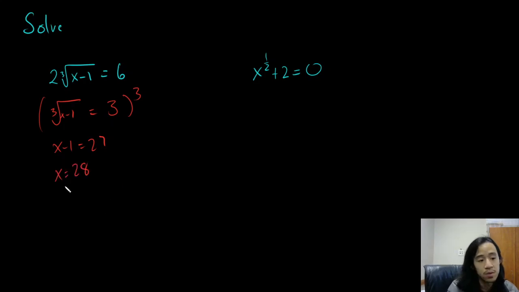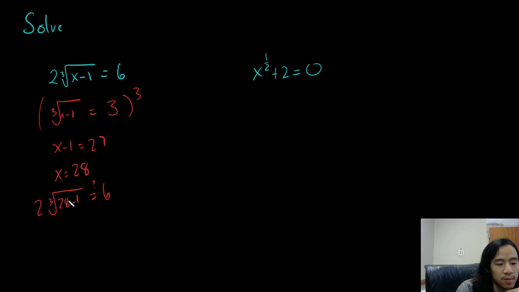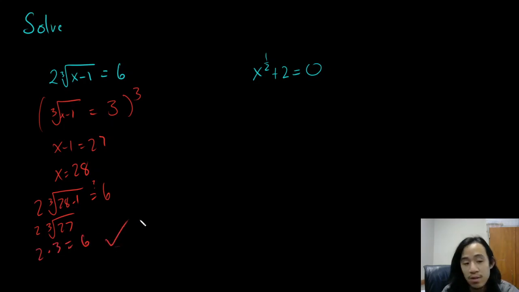Whenever you do solving questions like this, you can actually check your work yourself. You don't have to wait for me to check it. You can check your work by plugging this into your original equation. So 2 times the cube root of 28 minus 1, and we're going to see if this is equal to 6 or not. Well, the cube root of 28 minus 1 is 27, and that is equal to 3. 2 times 3 is equal to 6, so you know you got the right answer.